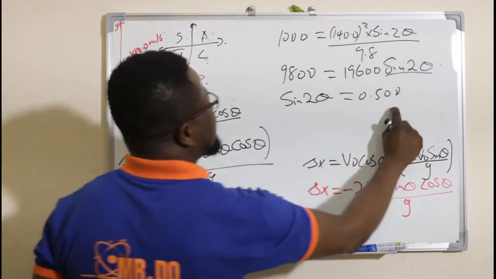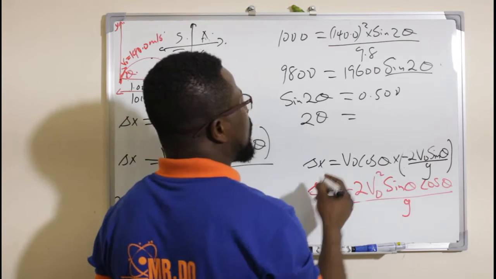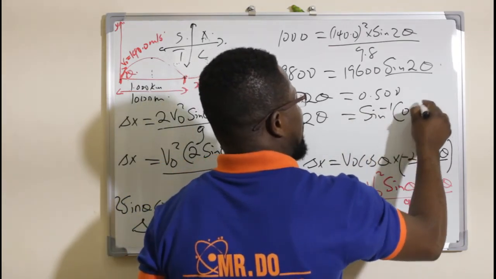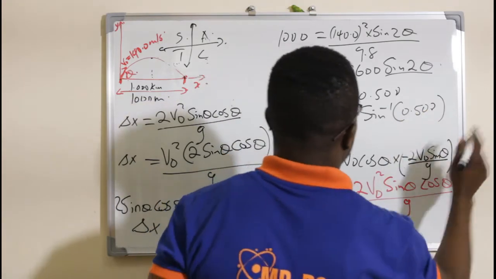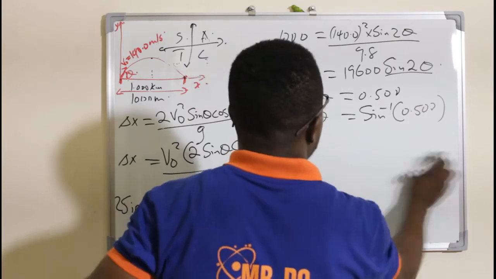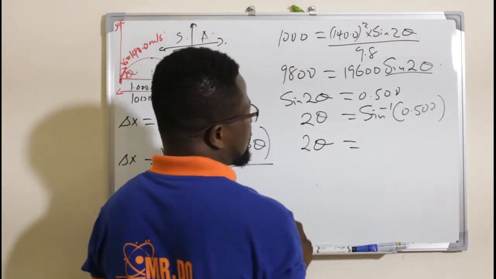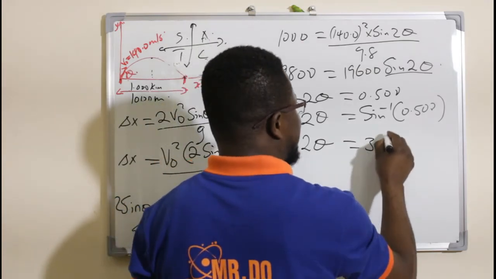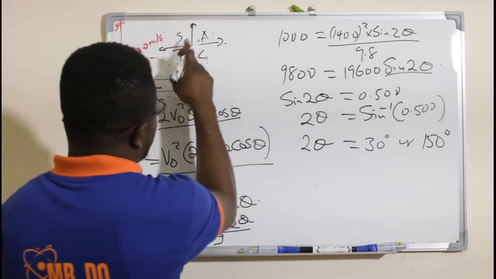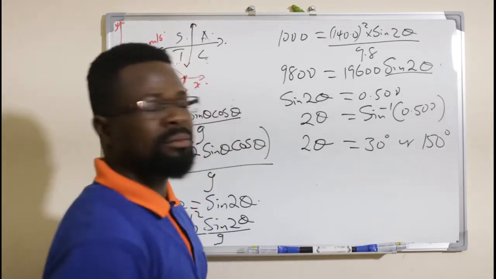So from here, 2 theta is equals to the arcsine of 0.500. And if you do this straight away from this point, as I said to you, we will be having two values. So we'll be having 2 theta equals to 30 degrees or 150 degrees, according to the coefficients in the first quadrant and in the second quadrant. So we have it like this.